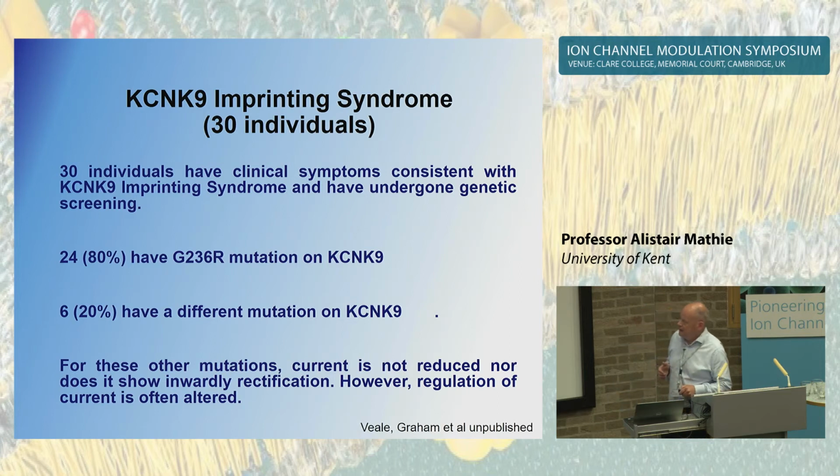So now we have a database, really working with our colleagues in California, of about 30 individuals that have clinical syndromes consistent with KCNK9 imprinting syndrome and have undergone genetic screening, so they all have an identified mutation in TASK3. Most of them, 80% of them, have the same mutation, G236R, but about 20% of them, 6 of them, have a different mutation in the channel. And interestingly, which makes life slightly more difficult for us, for at least some of these mutations, current isn't reduced and doesn't show inward rectification, but the regulation of the current by other things is altered. So it may be that for some patients, the right strategy is not to directly enhance current, it's to look at the way it's regulated.